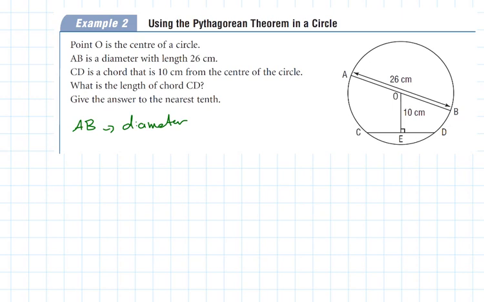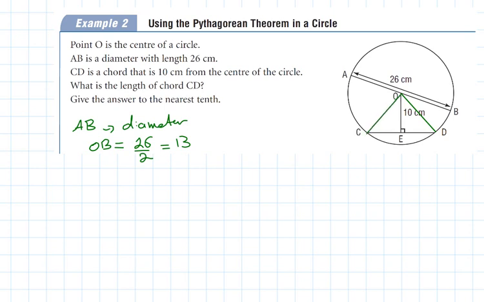Why is that important? That means OB equals 26 divided by 2, or 13, because OB is a radius and the radius is half the diameter. So that is an important piece of information. Why? Because now you can draw a radius from the center of the circle to any of the points. You can do one here, so you can say OD, or you can say OC.